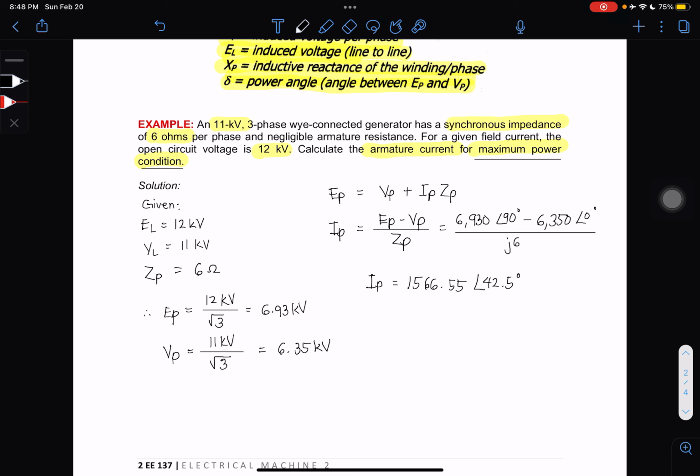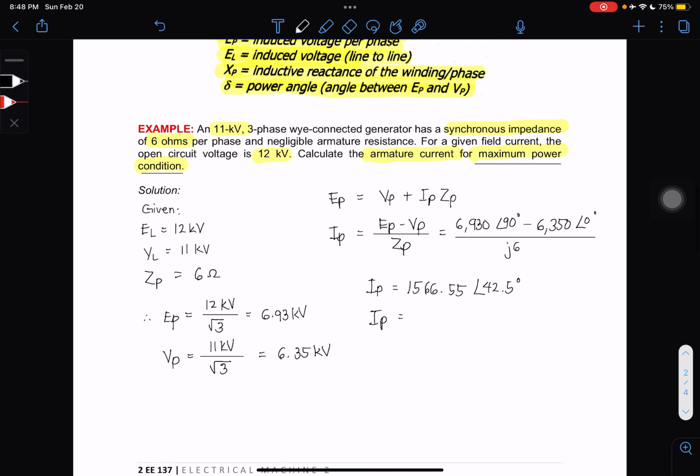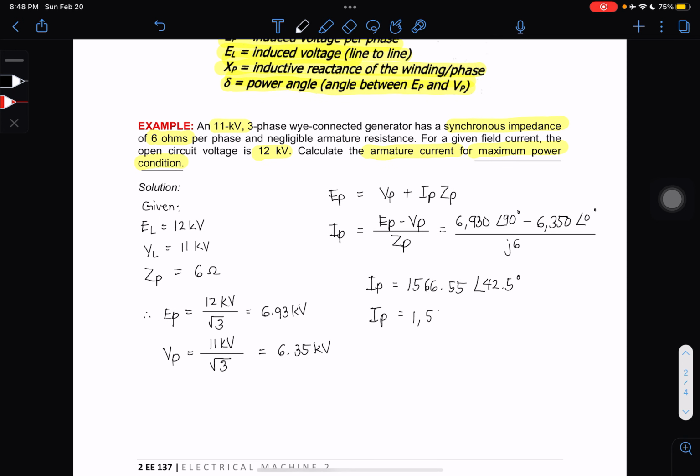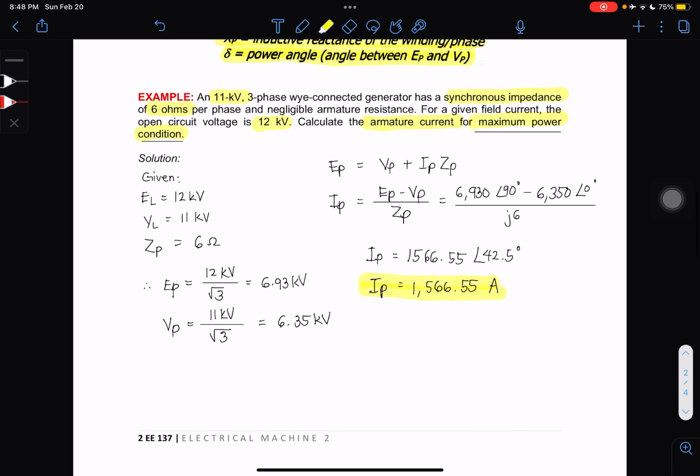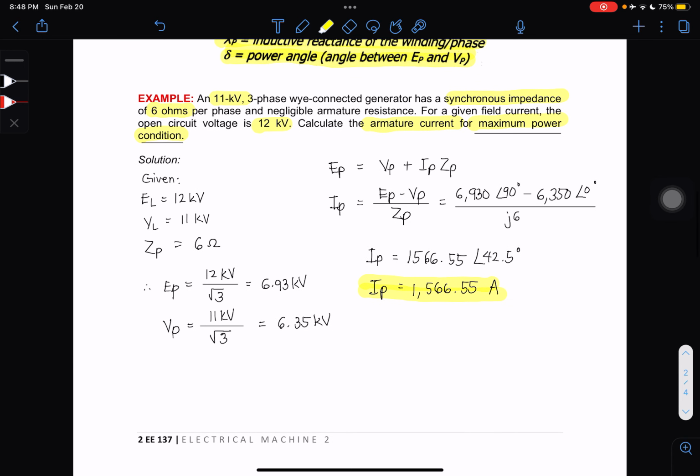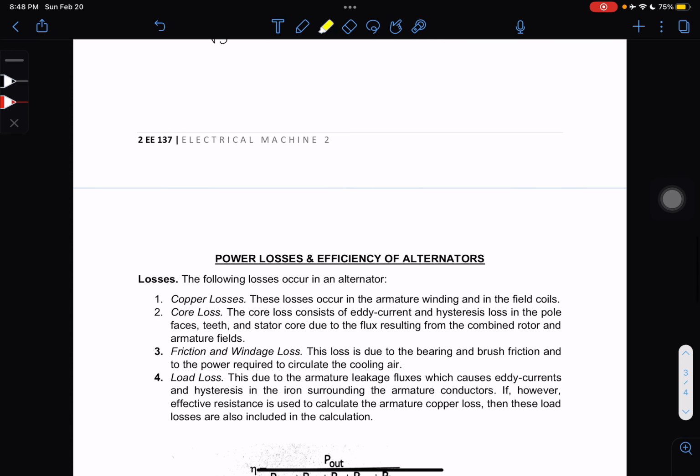So, for our armature current IP, since the angle is lagging, our final answer will be 1,566.55 amperes. So, this is our final answer for the maximum power condition in this problem. So, it's very easy, no? As long as we can write the given, we can solve right away using the formula.